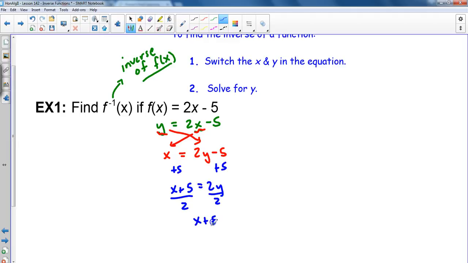So what I'm left with is this function, x plus 5 over 2 equals y, or in other words, equals the inverse of f of x. And that's it. This is my inverse function. So whatever this does to a particular value, this is going to undo it so that you get that value right back. That's my final answer. I'm going to box that and move on.